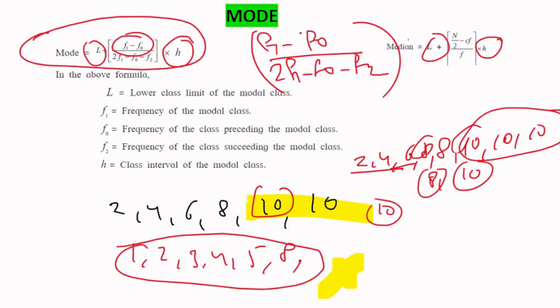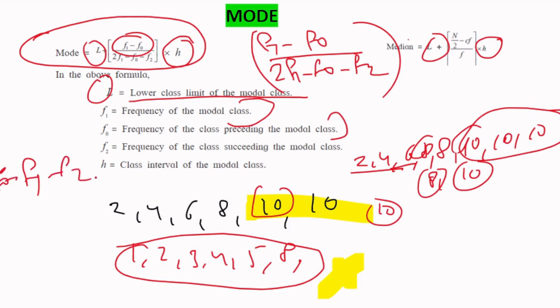Let's understand what all these letters mean. L is the lower limit of the modal class. The modal class is the class which has the highest frequency, the most repetition. We'll understand the frequency of the modal class with the help of an example. f1 is the frequency of the modal class, f0 is the frequency of the class before it, and f2 is the frequency of the class next to it. So f1 is the center point. h is the class interval. How will you get the class interval? Upper limit minus lower limit.